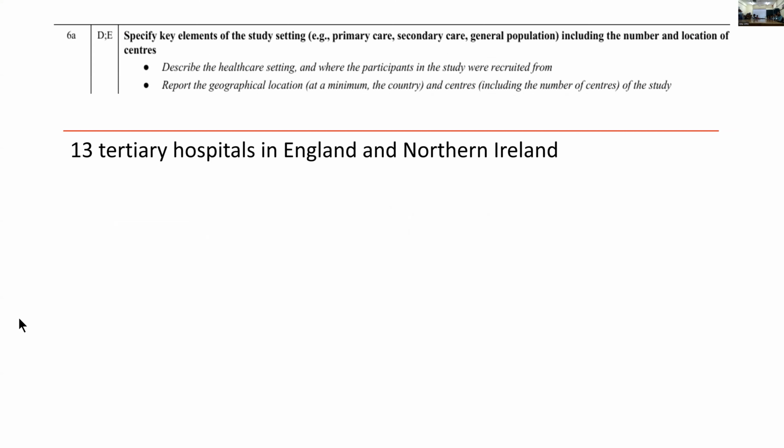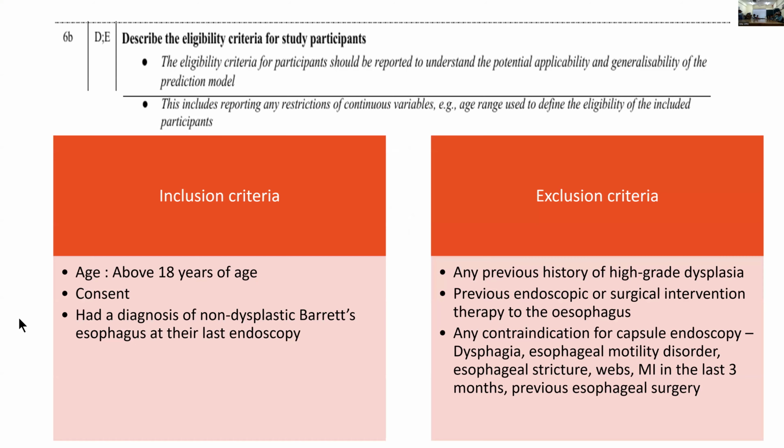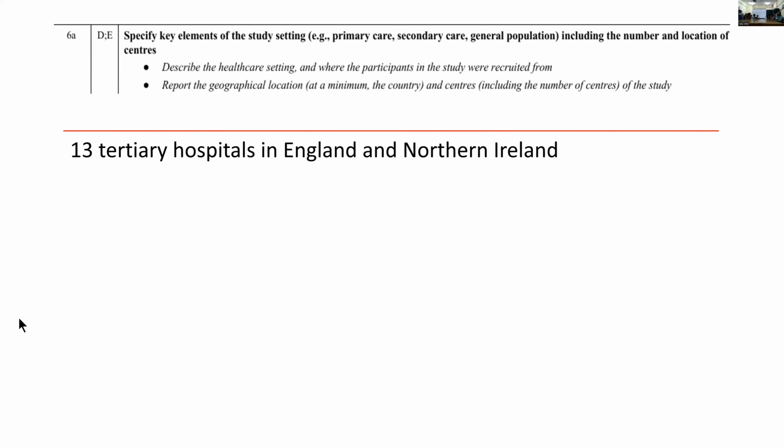The methods they used for the participants, they had recruited 30 patients from 13 tertiary hospitals in England and Northern Ireland. The previous S3 trial was also done in England and Northern Ireland. Normally, the validation of the stratification tool should be done in a different population, but this was done in the same population. It was done in different hospitals, but the population was the same population in England and Northern Ireland.